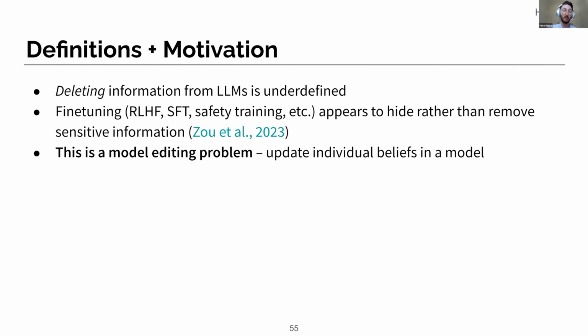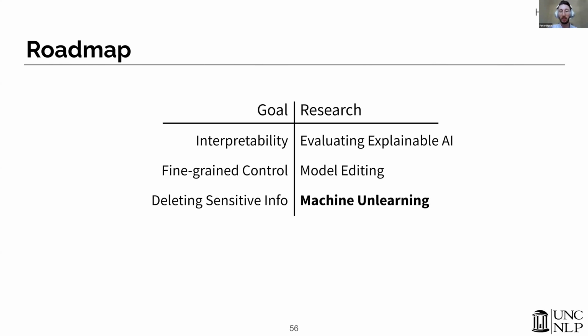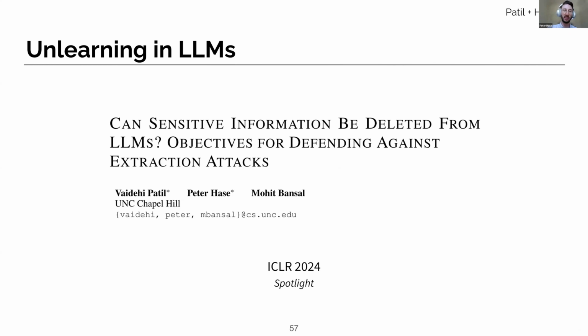We're ultimately going to cast this as a model editing problem. We want to be able to update individual beliefs in the model. We want to be able to truly remove the information and not just hide it. So this will be research. We're talking about machine unlearning as I think the best tie-in, and it's an existing area of research. I'll say more about it in a second. Our paper is on: can sensitive information be deleted from LLMs?